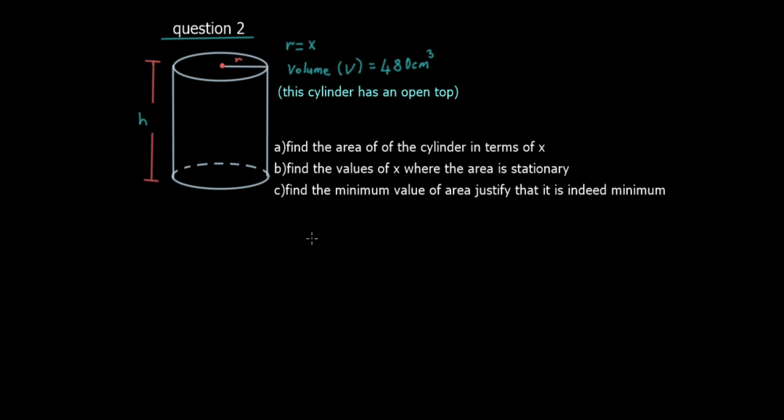Now let's say we have a cylinder and then we're given the volume of it as 480 centimeters cubed and the radius as x.